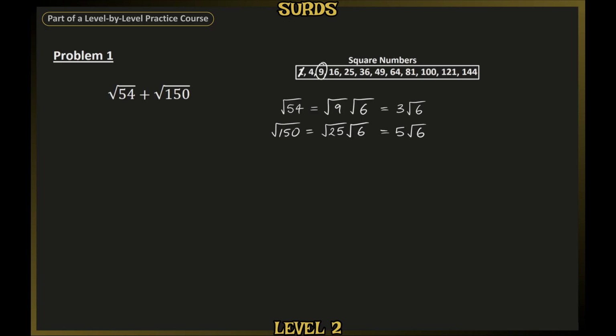Putting these back into our original sum, we have the square root of 54, which is 3 root 6, plus the square root of 150, which we can now write as 5 root 6. Now like 3x plus 5x would give you 8x, 3 root 6 plus 5 root 6 gives us 8 root 6. So 8 root 6 is our final answer to problem 1.